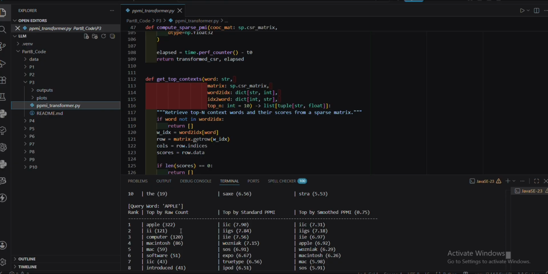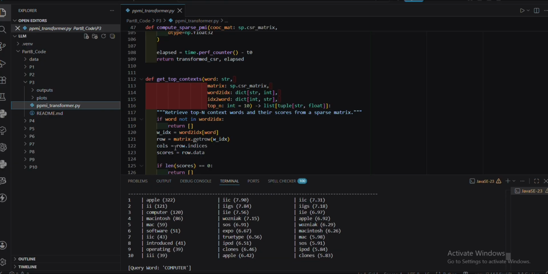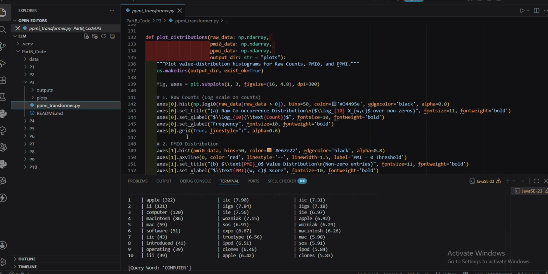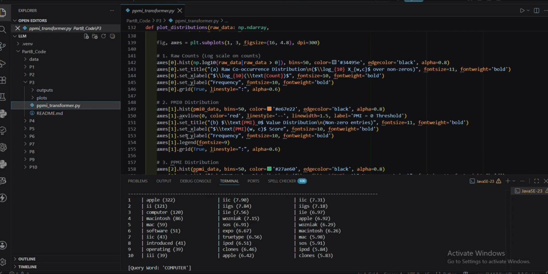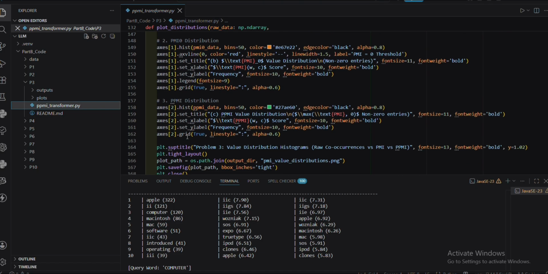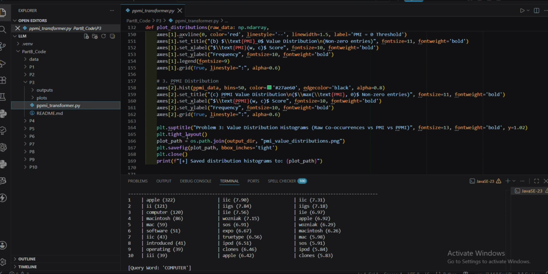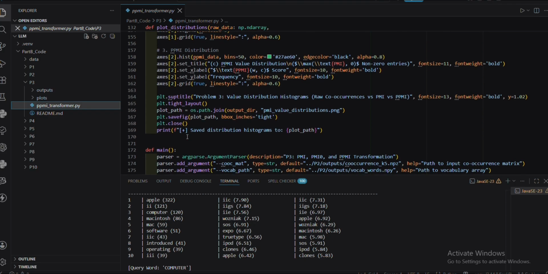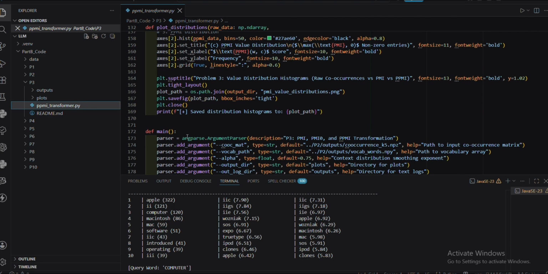We test the transformation using words such as Apple and computer for the word apple. The raw count method gives the most frequent contexts. However, after applying PMI, the ranking changes because PMI considers the strength of association rather than just the frequency of occurrence. The complete PPMI smoothed transformation takes approximately 2.1 seconds according to the project results.